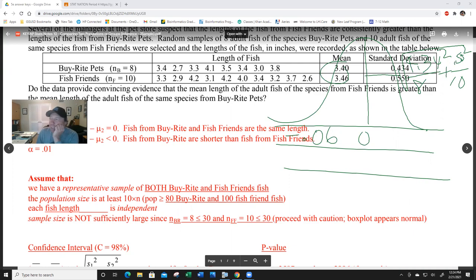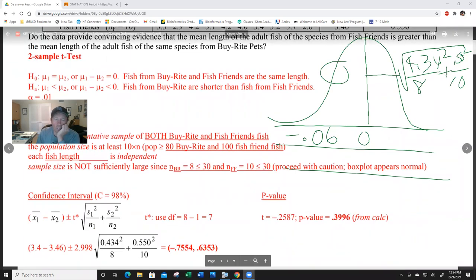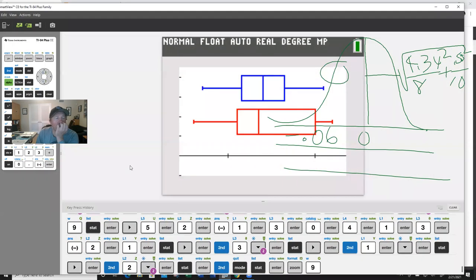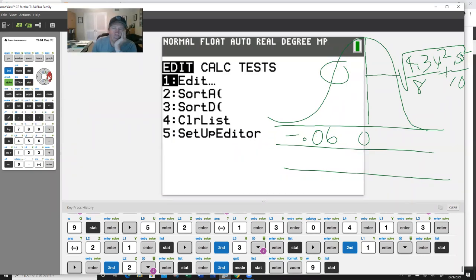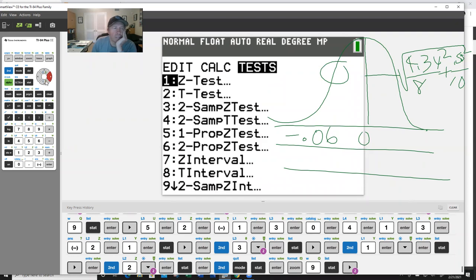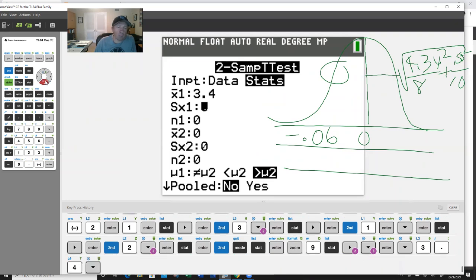And then you're gonna go to your calculator. Let me slide this down now that I got the data, okay? Gonna go to our calculator. I'm just gonna punch the numbers in, okay? So I'm gonna go stat, tests, and this is gonna be a two sample t-test, all right? So x bar one was 3.4, it's the Byrite ones, with the standard deviation of 0.434. By the way, I think I drew that wrong.